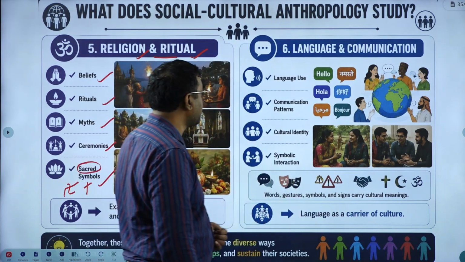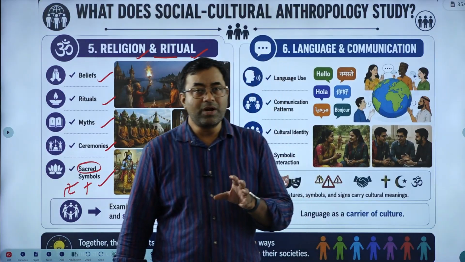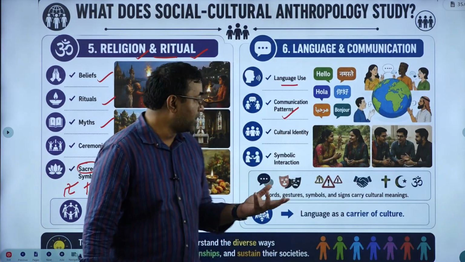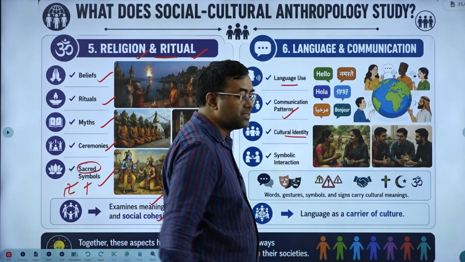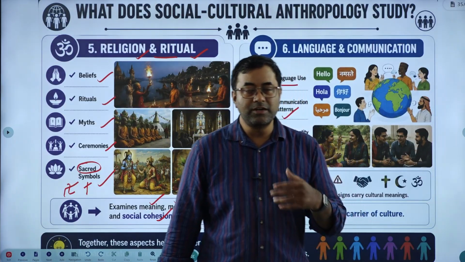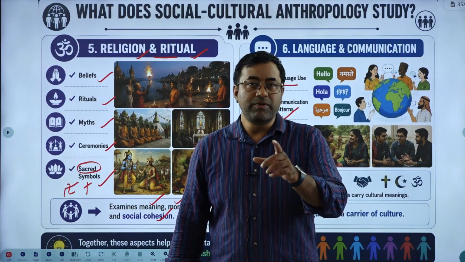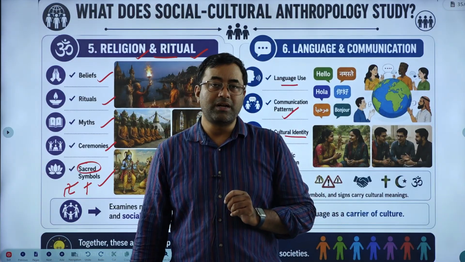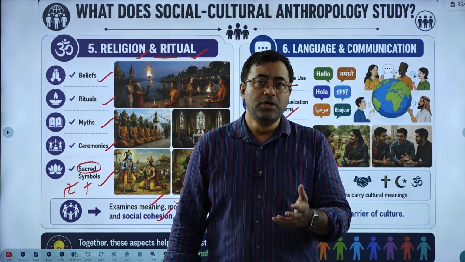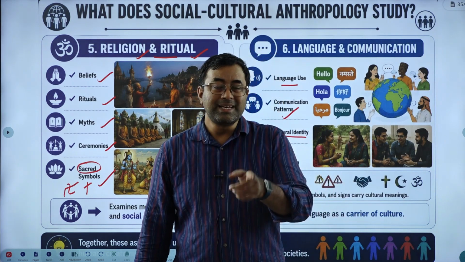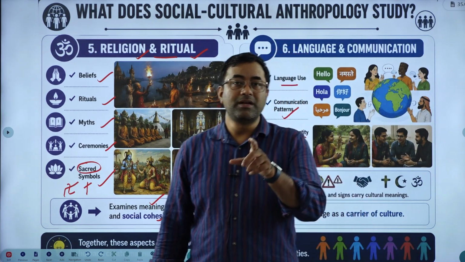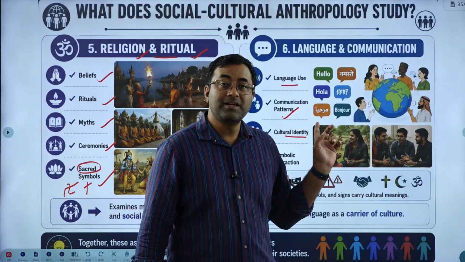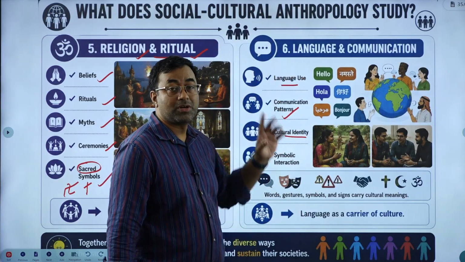Next one is language and communication. In socio-cultural anthropology, we try to understand the languages used by the people, how they communicate with each other, and how language gives cultural identity. For example, India is considered a land of many languages. When you speak one language, people will say you belong to that language group. If you are speaking Telugu, they call you a Telugu speaker. It creates a sense of identity. How language unifies a section of people and creates identity can be analyzed in linguistic anthropology as well as socio-cultural anthropology.